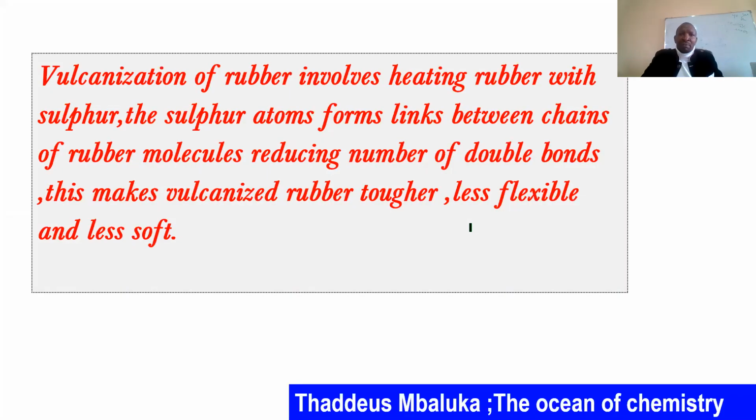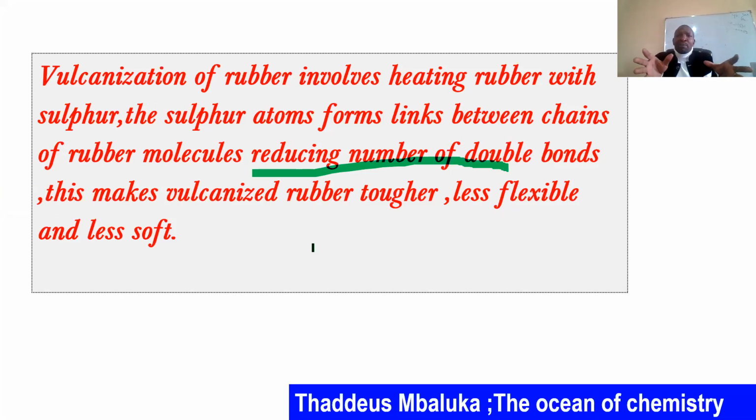So vulcanization of rubber involves heating rubber with sulfur. The sulfur atom forms links between the chains of rubber molecules, reducing the number of double bonds. This makes the vulcanized rubber tougher, less flexible, and less soft. So the science behind this is reducing the number of double bonds. And that is the science behind polymerization too.